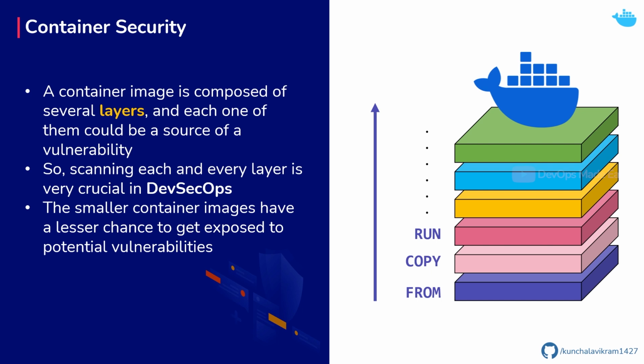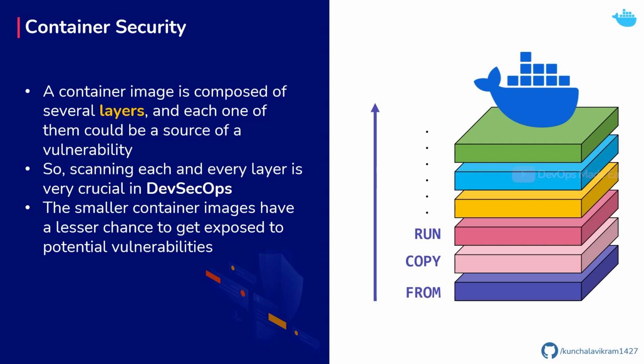We have seen in the earlier videos that we can use a Dockerfile to make custom Docker images, and we can have multiple layers as a part of that Dockerfile. Every instruction that we put in the Dockerfile creates a different layer inside the Docker image, and each one of them could be a potential source of a vulnerability. So scanning each and every layer is more important than ever, and it is a very crucial step in the DevSecOps process.